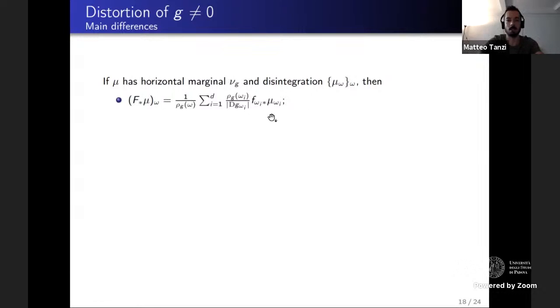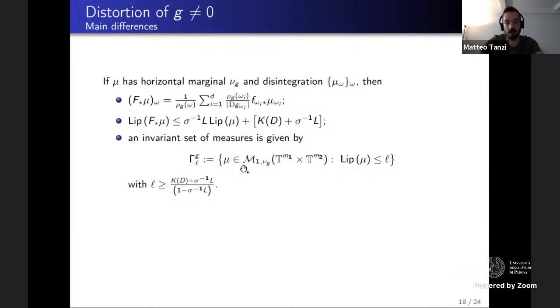It's a bit more complicated expression, but in spirit, it's the same as in the case without distortion. The main problem now comes when we use this expression to upper bound the Lipschitz constant of f star mu, of the disintegration of f star mu, with respect to the Lipschitz constant of mu. And there is this extra term that we didn't have before, that depends on the distortion, and that becomes large when the distortion is large.